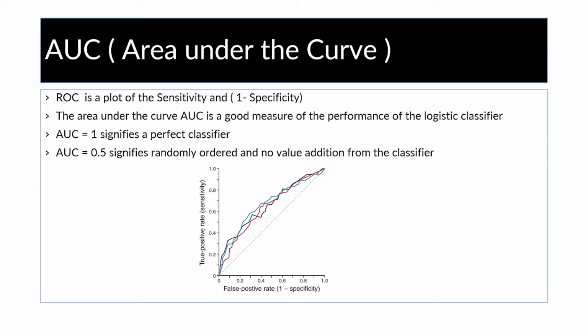ROC is a plot of the sensitivity and 1 minus specificity. The area under the curve, AUC, is a good measure of the performance of the logistic classifier. AUC equal to 1 signifies a perfect classifier. AUC equal to 0.5 signifies randomly ordered predictions and no value addition from the classifier.